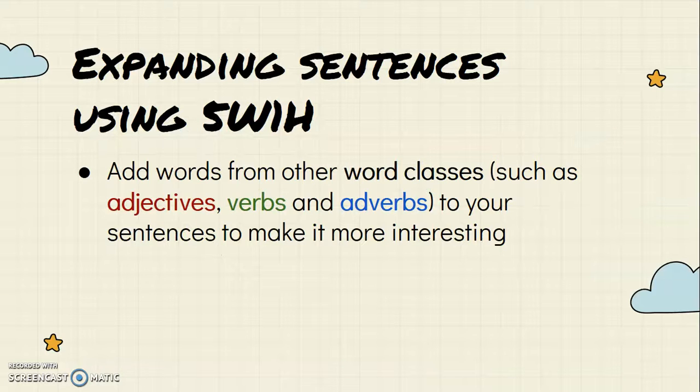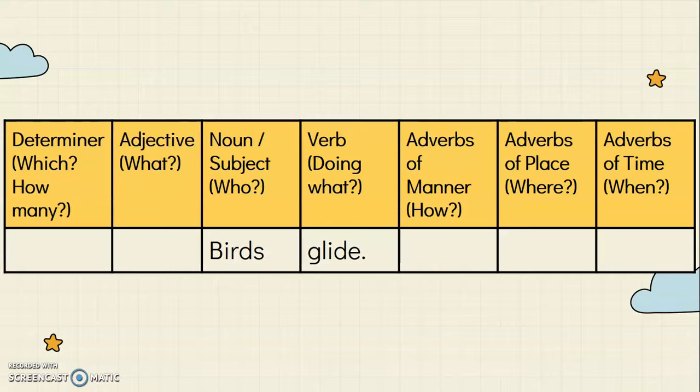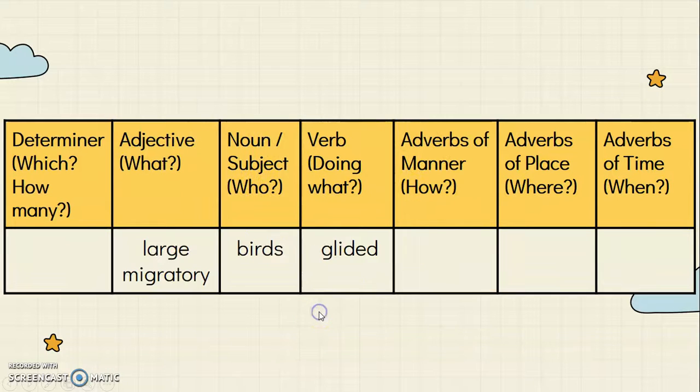We add words from other word classes, such as adjectives, verbs and adverbs to our sentences to make them more interesting. You can start with something very simple, such as "birds glide." So we have the noun, we have the verb. We can add in some word classes to make this longer and to vary the sentences. For example, we can have adjectives to describe the bird, such as large, migratory. We can add determiners, such as 3.